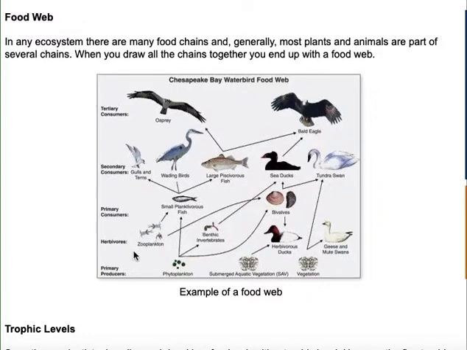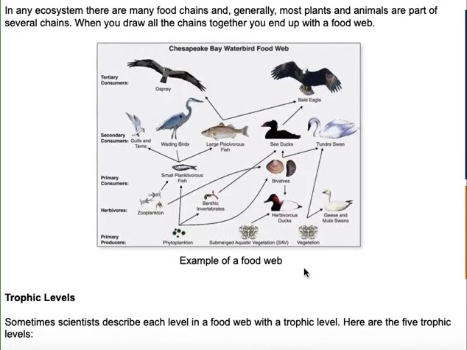And then there are zooplankton, which are very small herbivores, and phytoplankton, which are green and produce their own energy. And those are at the very beginning of the food chain. And there's vegetation that grows, of course, in the Chesapeake Bay. This is an example of a food web.